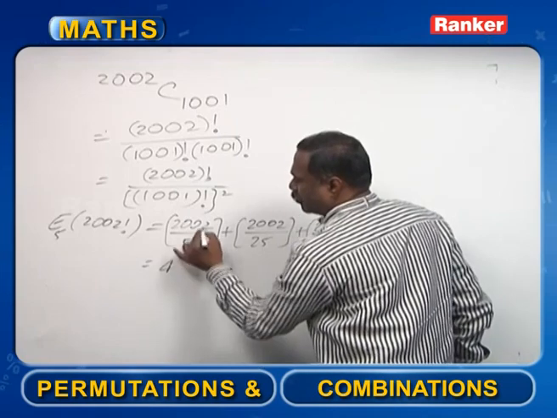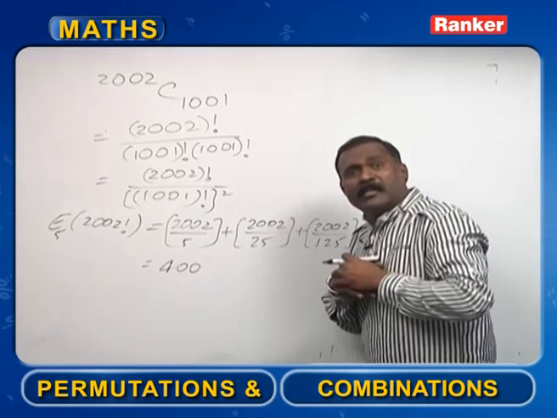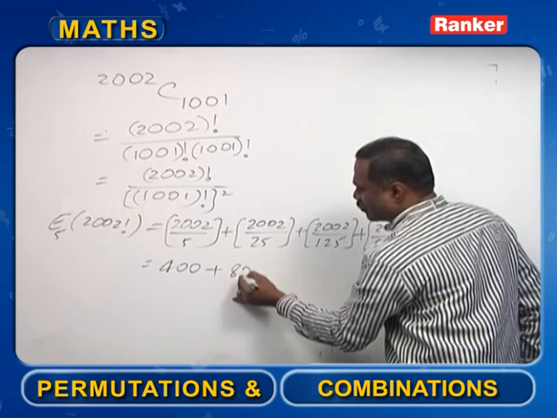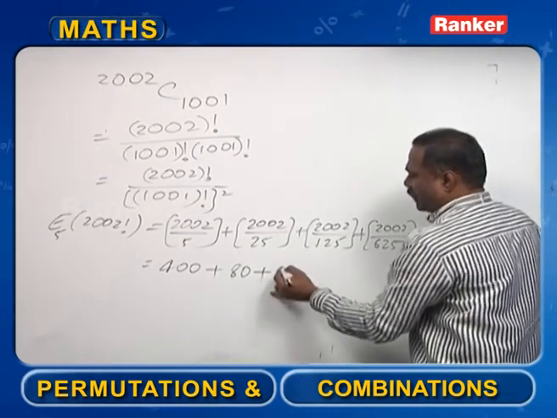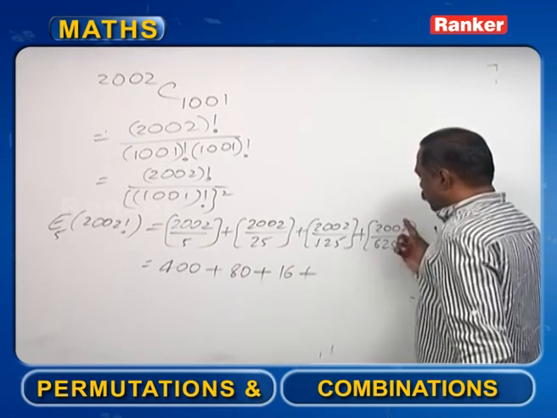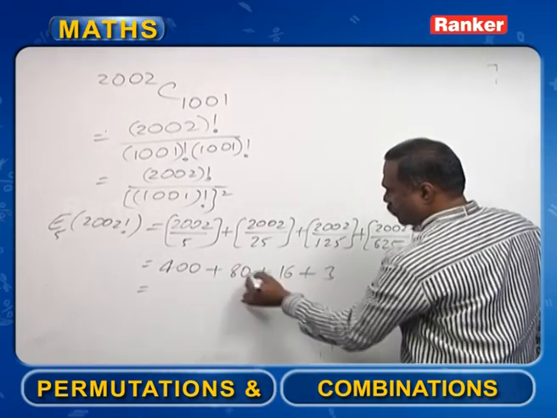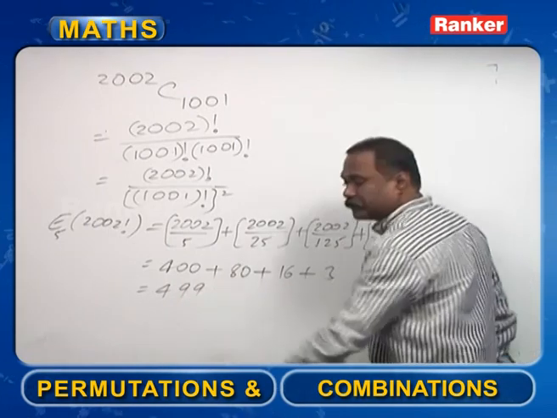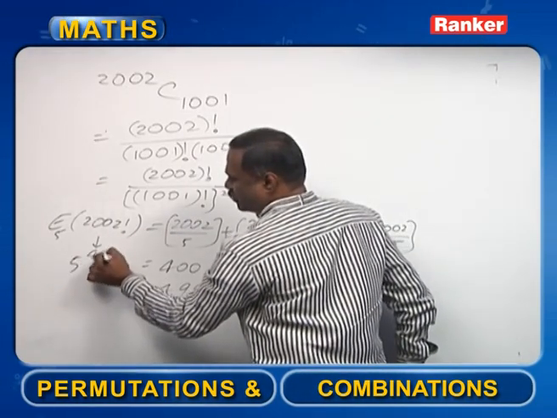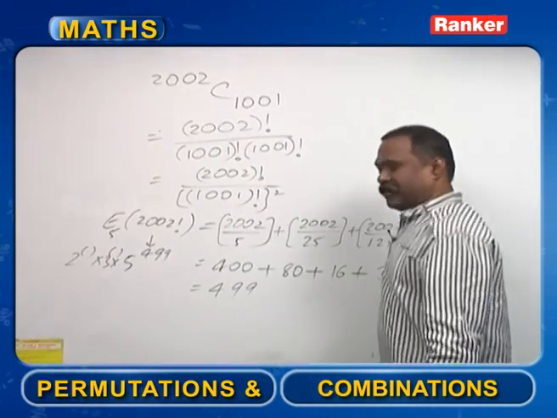Now, what should it be? 2002 upon 5 is 400, 2002 upon 25 is 80, 2002 upon 125 is 16, and 2002 upon 625 is 3 point something. Because we take the step value, you need not take the decimal here. So how much is it? It is 499. So in this one the power of 5 is 499. Whatever the power of 2 or 3, we are not worried. We take only the power of 5 in this case.